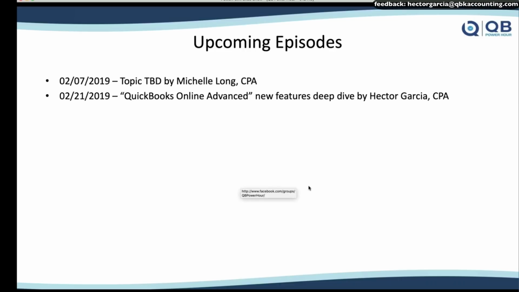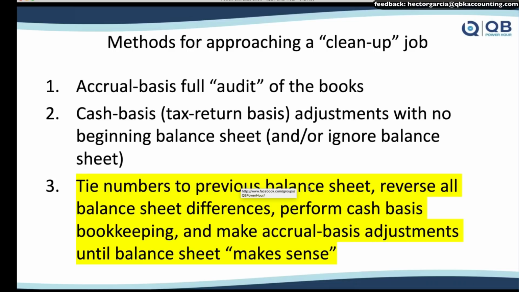Well, where is it? There you go. We tied the previous numbers to the balance sheet. We reversed all the differences that had to do with AP, AR, and the bank reconciliations. We did the cash basis of the bookkeeping, and then we made an accrual-based adjustment that makes sense. That means it made sense to the customer.